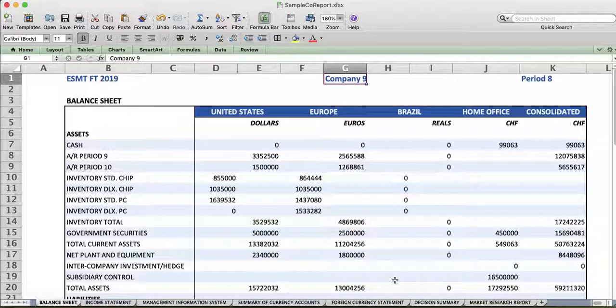Welcome to Startup Sim. In this tutorial, we will present the assets section of the balance sheet in an area. So the first document that you can read in the company report is the balance sheet. The balance sheet is made up of two sections, the assets on the one hand and the liabilities and equity on the other hand. Assets are made up of the following elements.